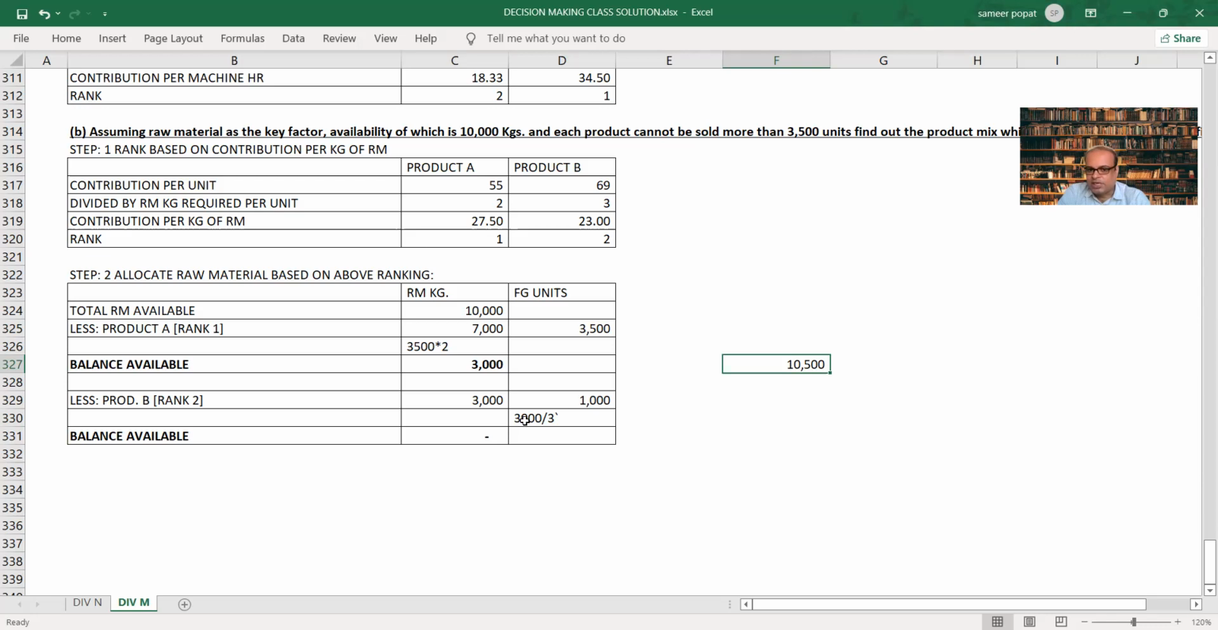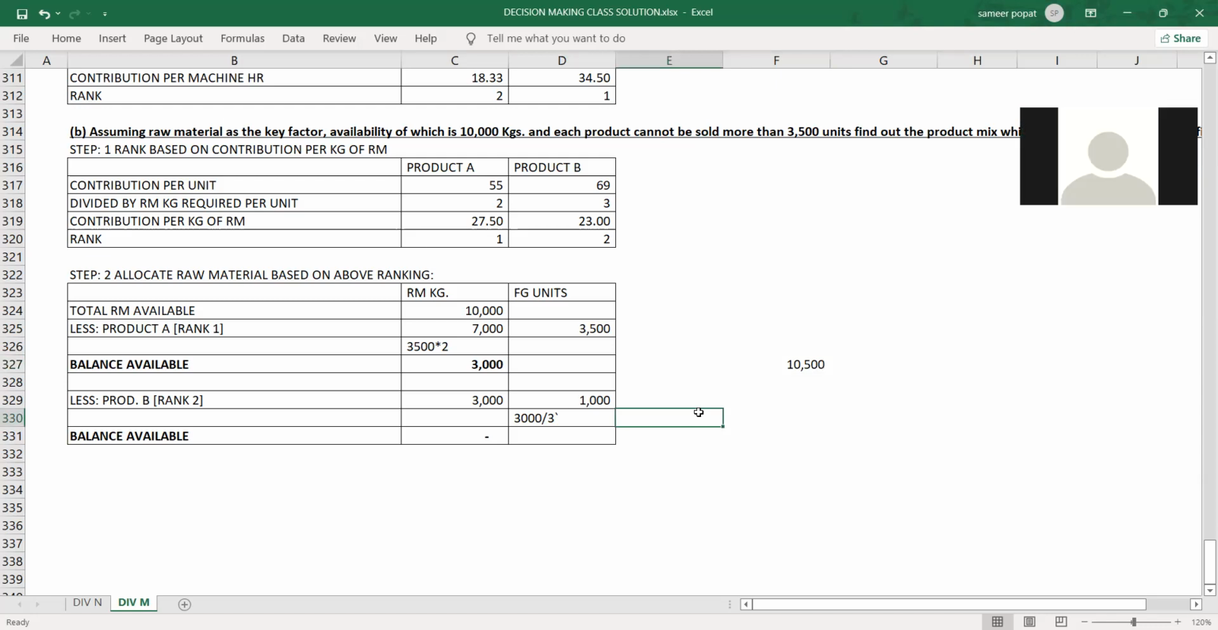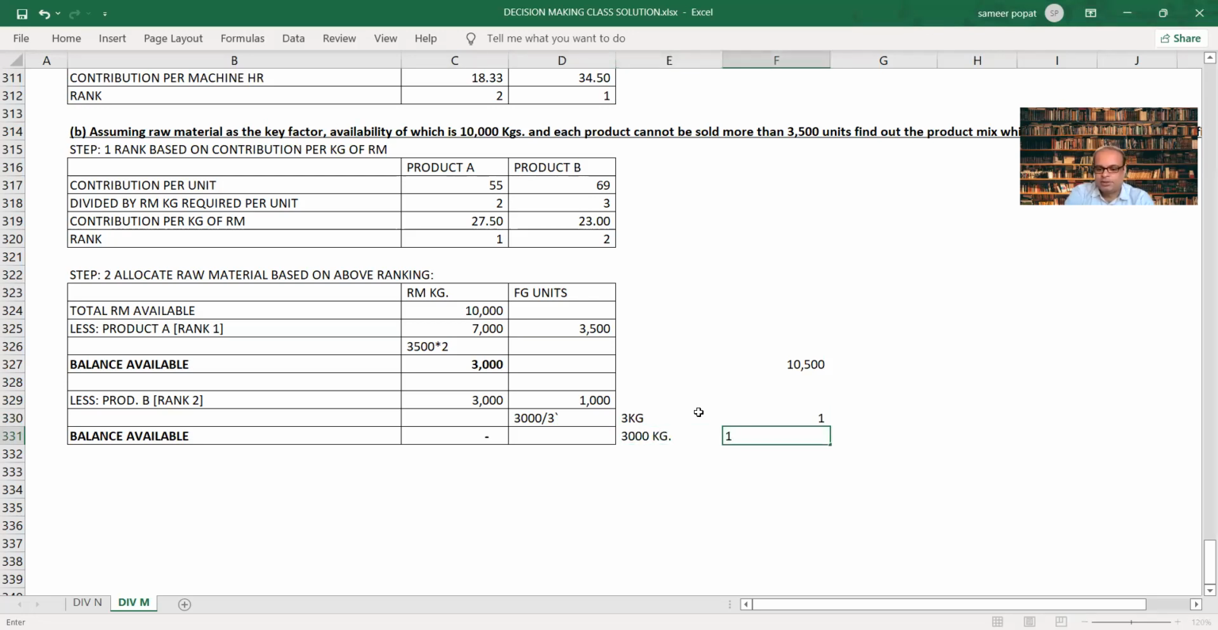So out of 3,000 kg, we are going to find the number of units that we can manufacture. If 3 kg makes one unit, then how many units will 3,000 kg make? So 1,000. So 3,000 divided by 3 gives 1,000 units that we can manufacture, and the material will be exhausted after these 1,000 units. So understood. Thank you.